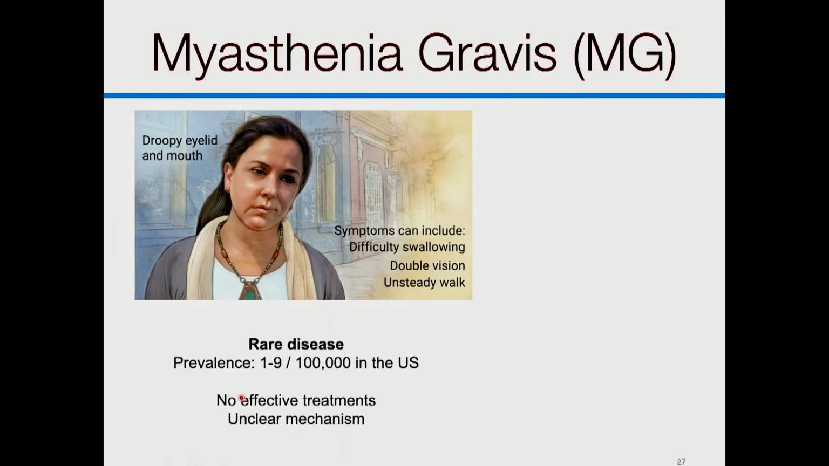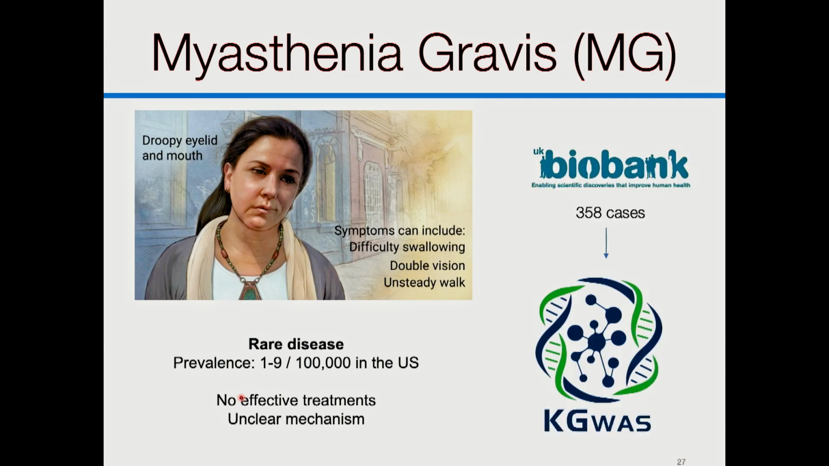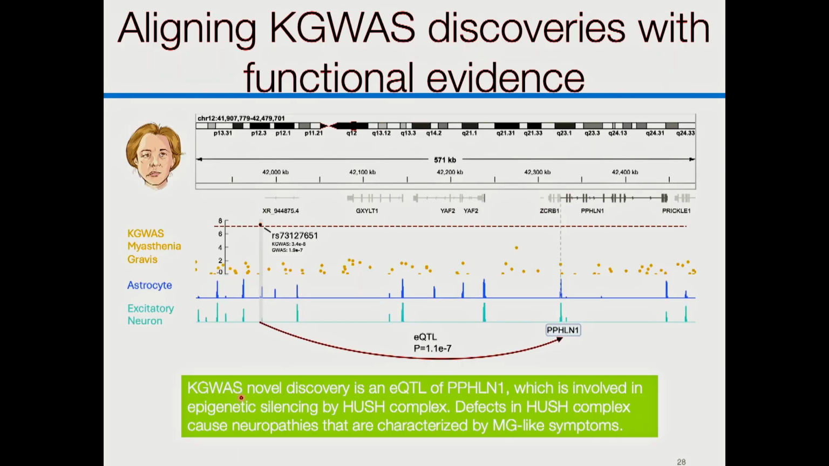And another example I want to give is a real rare disease, which is called myasthenia gravis. This is a true rare disease, and it leads to lots of symptoms like difficulty swallowing, double vision, and unsteady walk, and there's no effective treatment and unclear mechanisms, so it's a very important rare disease. And in the UK Biobank, there are 358 cases, and then we apply KGWAS. And we're also able to find 1 variant that is missing in the base GWAS, but is significant in KGWAS.